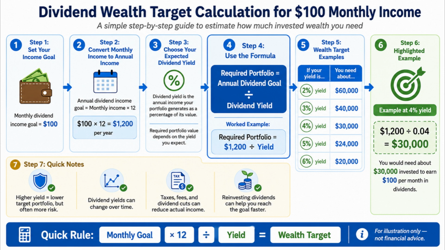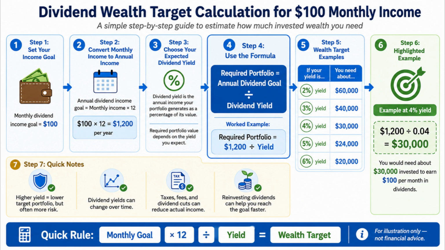After that, we need to choose an expected dividend yield. Dividend yield shows how much income an investment produces each year compared to the amount invested. For example, a 4% dividend yield means the portfolio generates 4% of its value as annual dividend income.